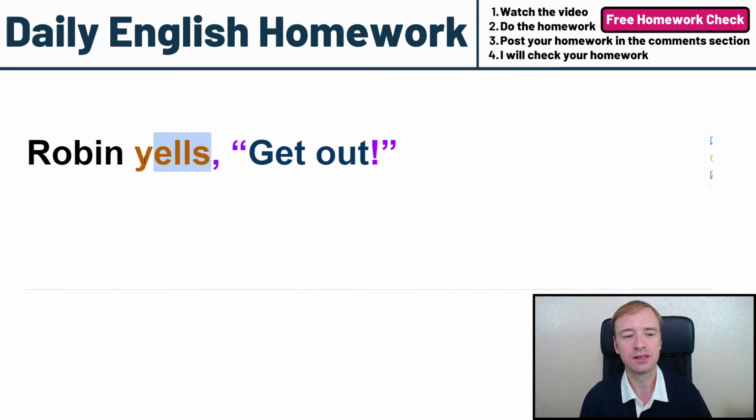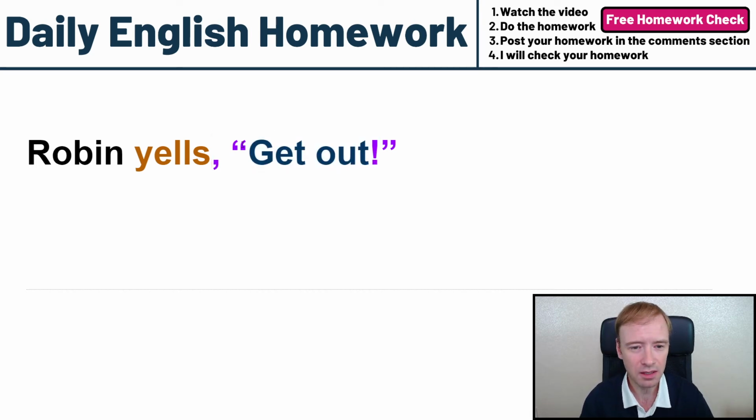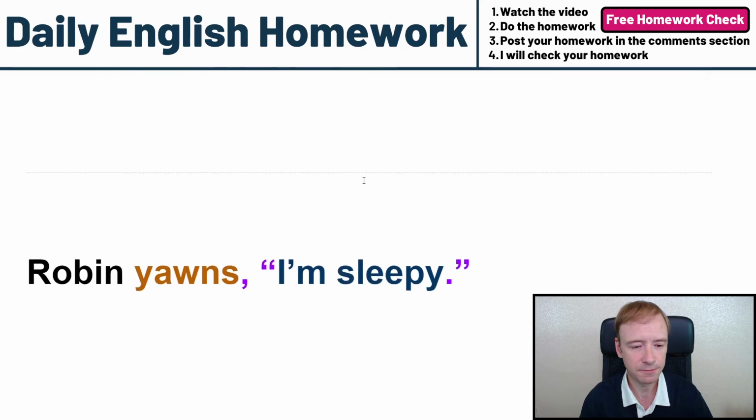Robin yells. So the verb, yelled. "Get out!" The yell is shouting. Robin yells, "Get out!" So when I see Robin yells, I know exactly how these words were expressed. Someone yelled, "Get out!" Again, comma, starting quotation marks. That's an exclamation mark. No question mark, no period. We have this punctuation to end, and quotation marks.